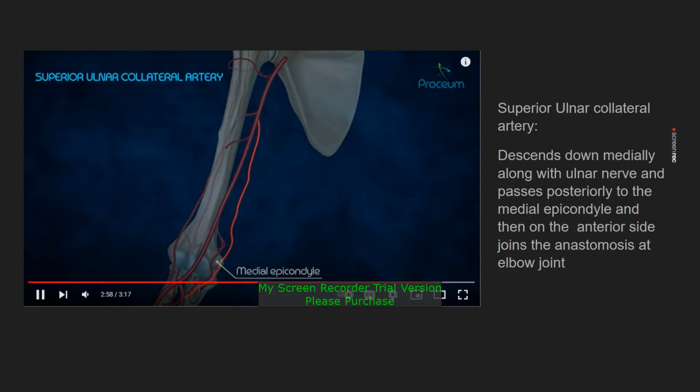And then the superior ulnar collateral artery, the second branch of the brachial artery that we'll be discussing. It originates from the brachial artery at this point, below the profunda brachii artery. The superior ulnar collateral artery descends down medially along with the ulnar nerve and passes posterior to the medial epicondyle, and after that anteriorly into the elbow joint. It also participates in the anastomosis that takes place at the elbow joint.